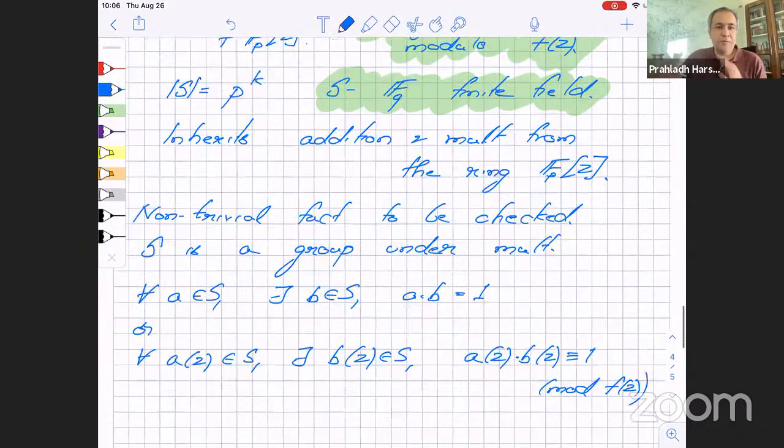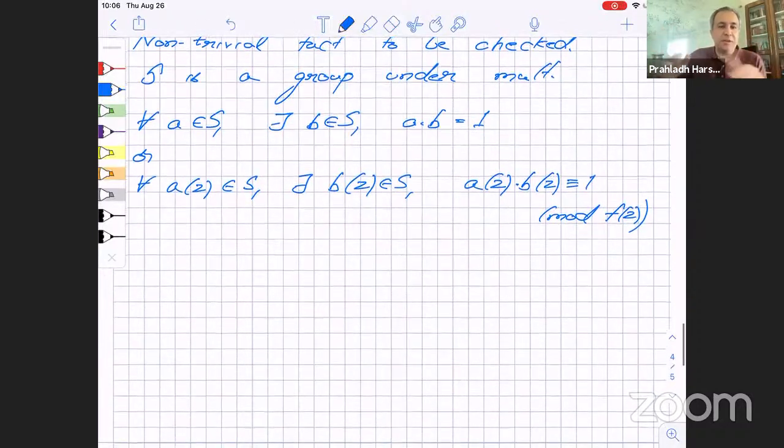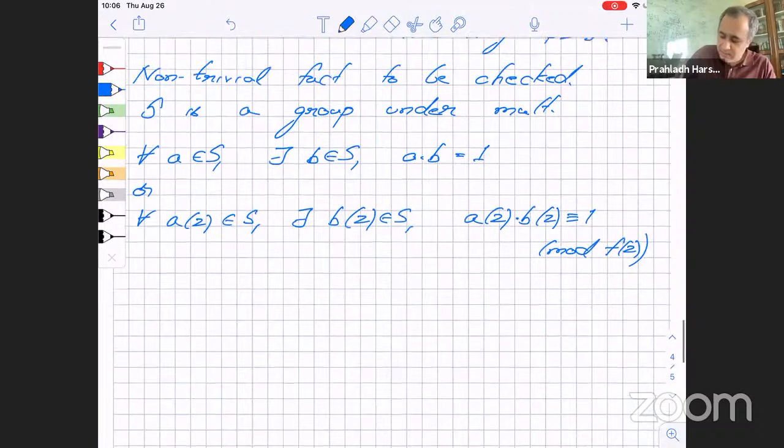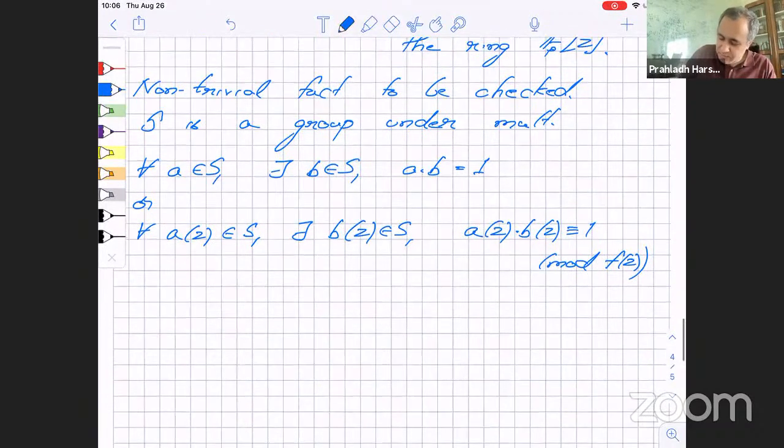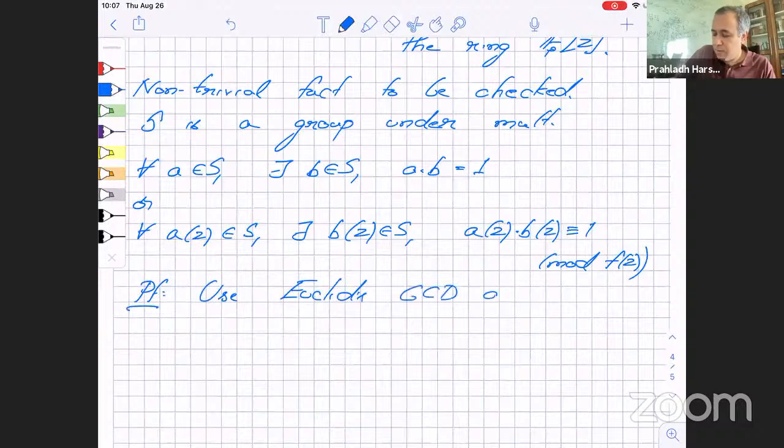And the proof of this is identical to the proof of the other. There is a corresponding Euclid's algorithm for polynomials. And the proof of this is to use Euclid's GCD algorithm, now for polynomials instead.